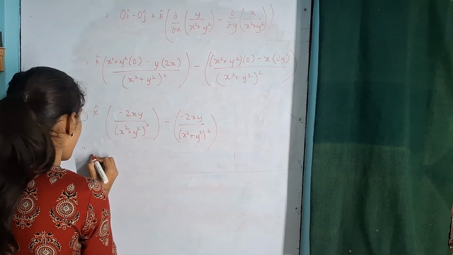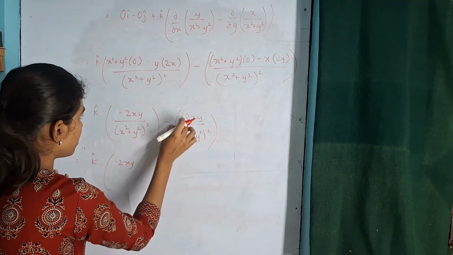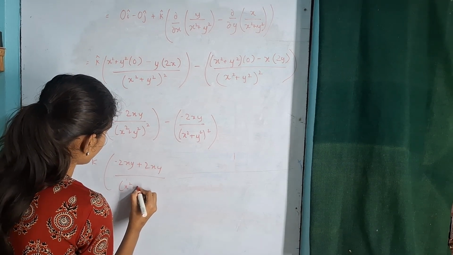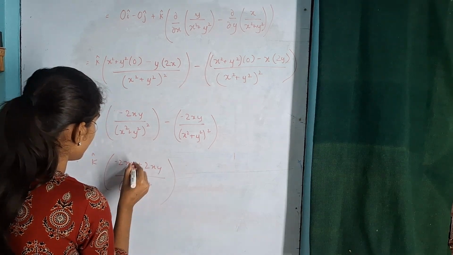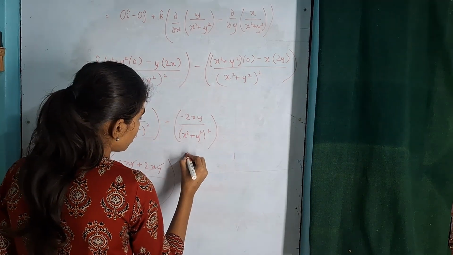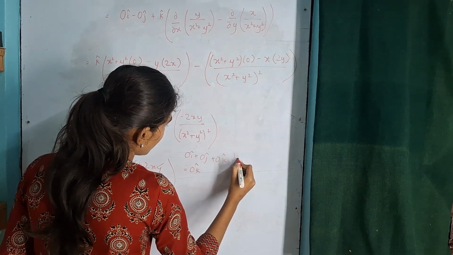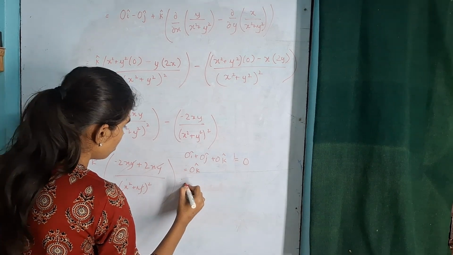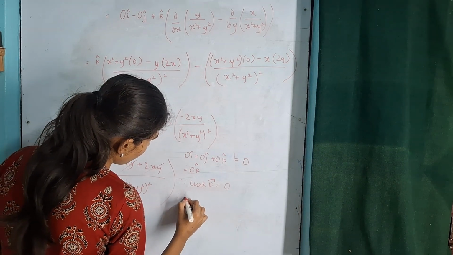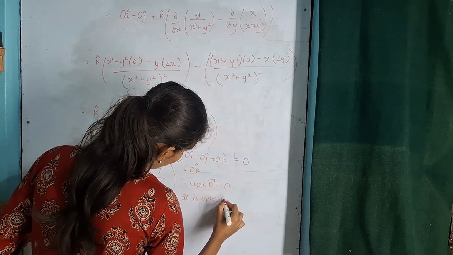Now k cap, we'll remove the brackets, then it becomes minus 2xy, minus minus it becomes plus 2xy, and then x square plus y square the whole square. Now minus and plus get cancelled, it becomes 0 k cap, and then what we had, 0i plus 0j. Now we got 0 k cap. So in total it is equal to 0. Therefore curl of f vector is equals to 0. Therefore it is irrotational.